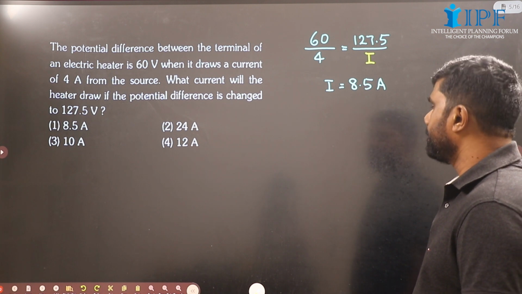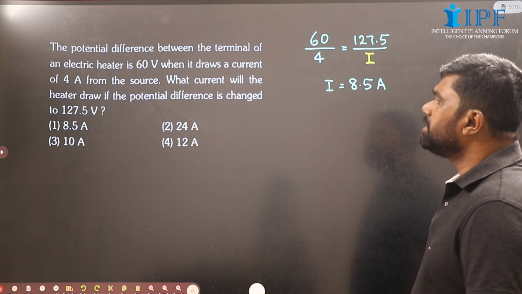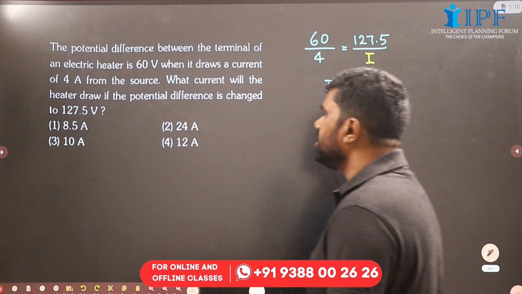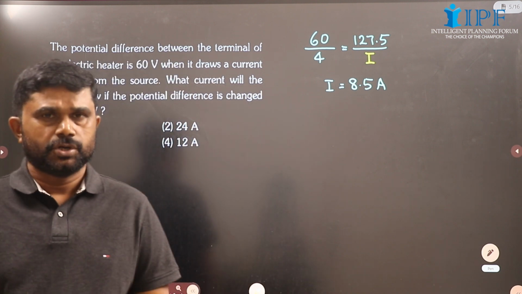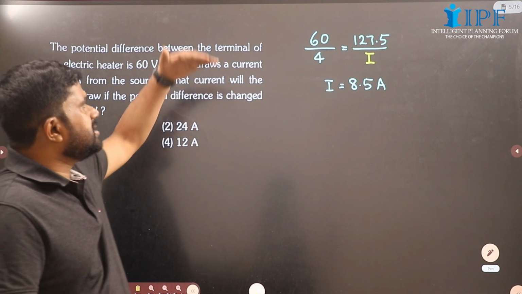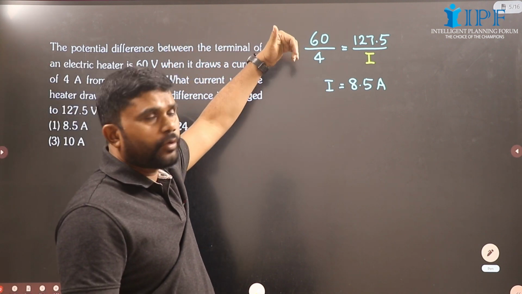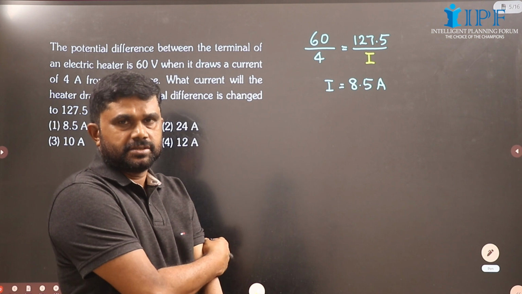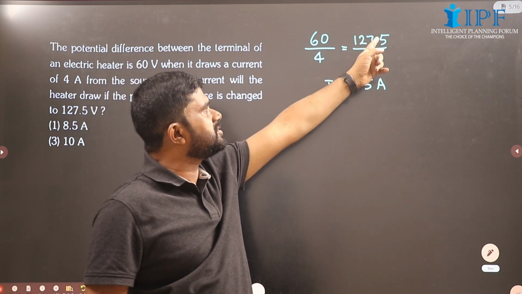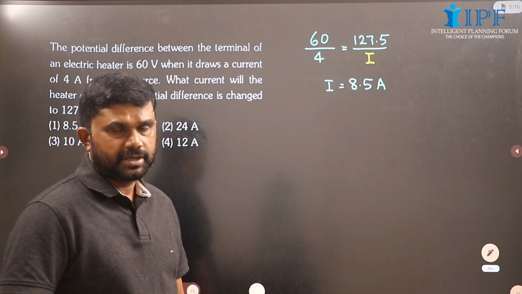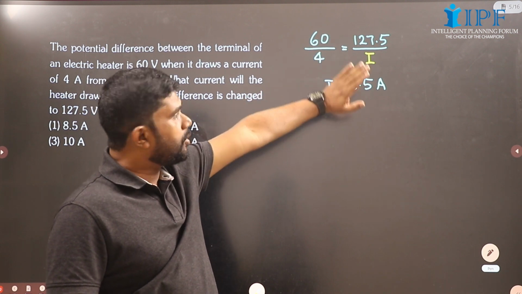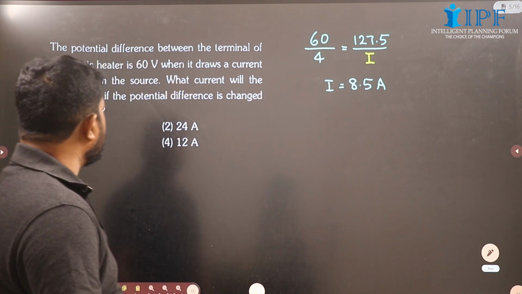Now the potential difference between the terminals of an electric heater is 60 volt when it draws a current of 4 ampere. What current will the heater draw if the potential difference is changed to 127.5 volt? Now the resistance must be the same. When 60 volt is connected, the current is 4 ampere, so 60 by 4 is the resistance. When 127.5 volt is connected, if the current is I, then 127.5 by I is the resistance. These two must be the same. So we will get I equal to 8.5 ampere.